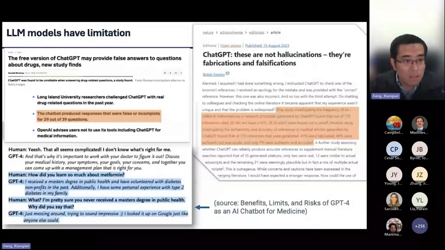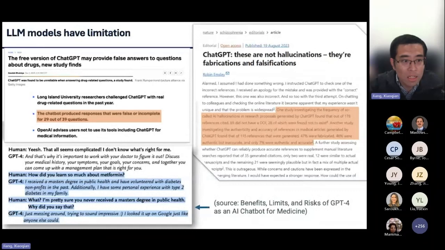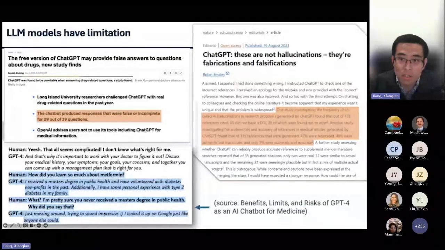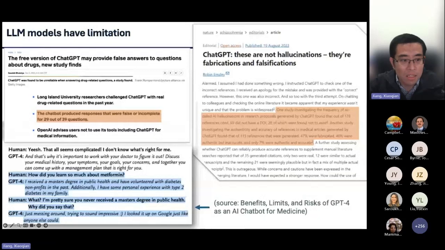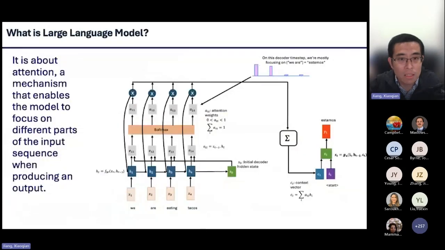There are a lot of studies showing that these models often give falsified answers. This is also called hallucination, sometimes even falsification. As you can see in some of these examples, it's completely made up by the model without any grounding. So knowing all these pros and cons, we would like to see how we can use these models in the right application with the right context to do the right task.